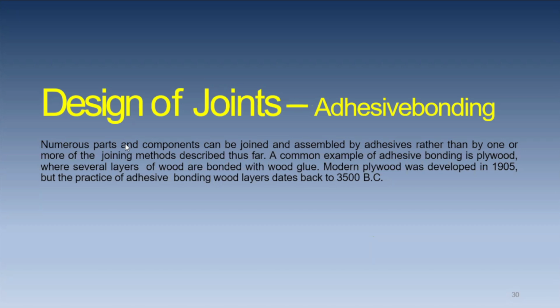So actually we are trying to join two parts together, to hold the parts together using some methods. Now you know some of them: we can use welding methods as an example, and we can use nuts and bolts, rivets. What is adhesive bonding?